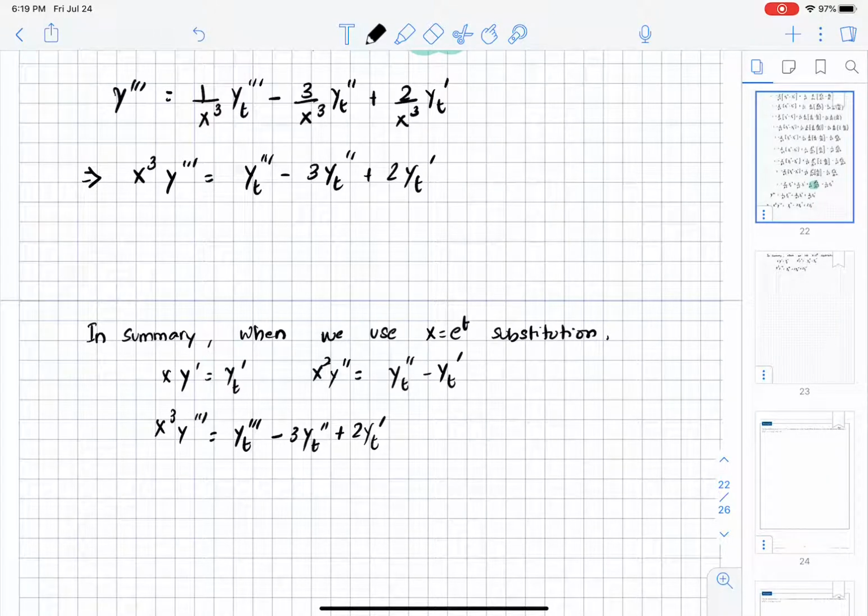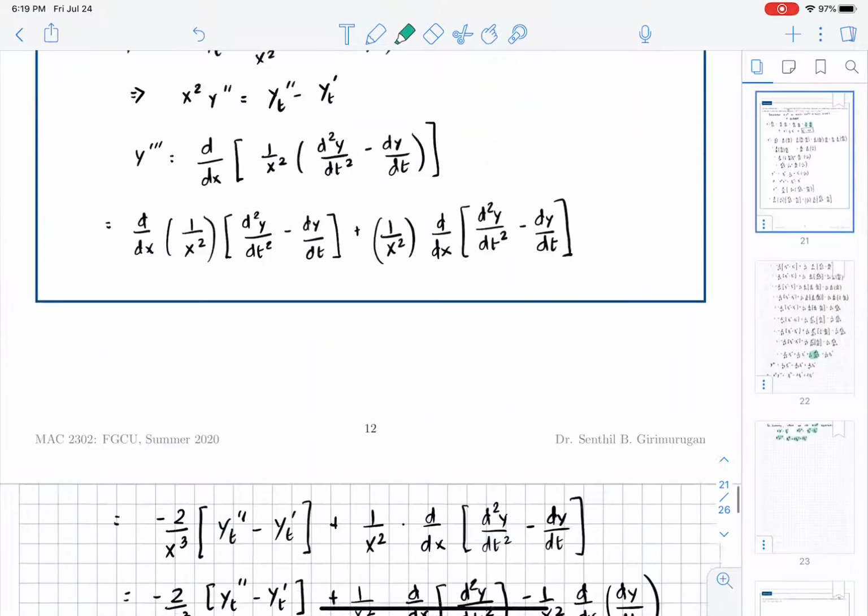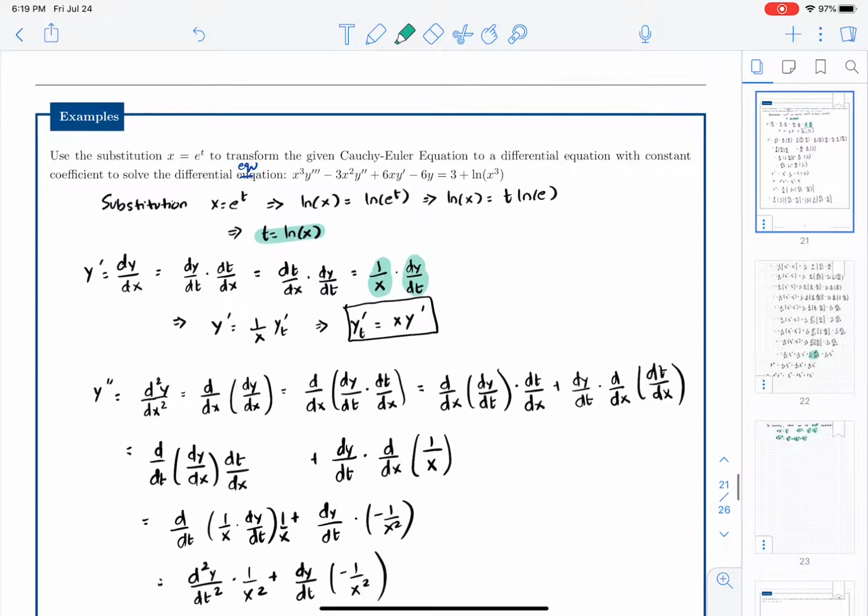So this is quite standard. Anytime we use that substitution, we're going to change xy prime by yt prime, x squared y double prime by yt double prime minus yt prime, x cubed y triple prime by those terms. If we have the fourth order, we have to go one more step from here to get that done. But we have a third order equation, so I'm going to replace x cubed y triple prime, x squared y double prime, xy prime, and y and yt are one and the same. We've got to keep that in mind.